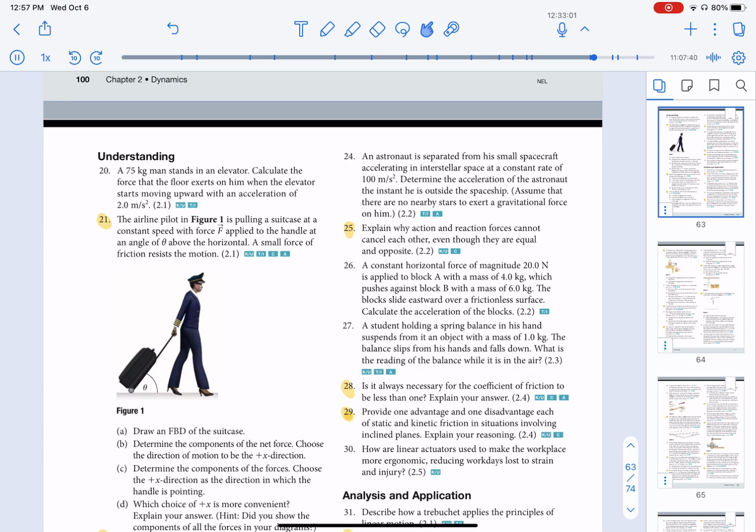Sloan? 32 on page 101. A rope is pulling a block, calculate section. What's the rope doing? So the rope has a mass pulling a block with that mass.